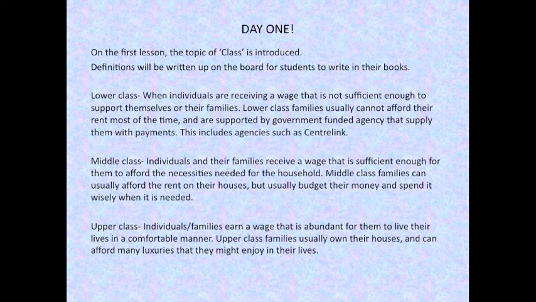Upper-class individuals or families earn a wage that is abundant for them to live their lives in a comfortable manner. Upper-class families usually own their houses and can afford many luxuries they might enjoy in their lives. Children will also be introduced to the difference between the 3 levels of class and taught about the dominance that upper class holds over the middle class and how the middle class holds dominance over the lower class.